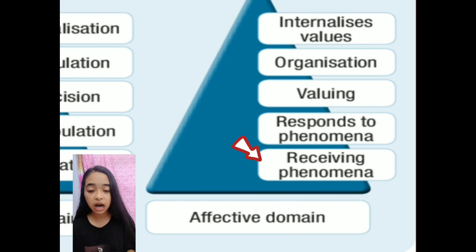The next level of the affective domain is responding. The student actively participates in the learning process, not only attending to a stimulus, the student also reacts in some way.